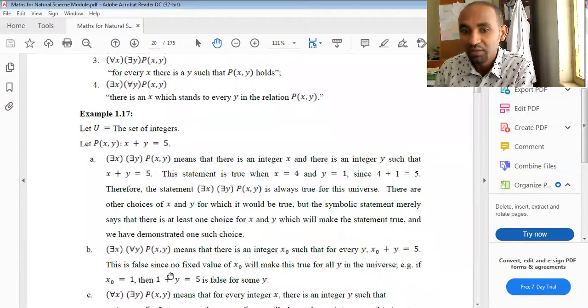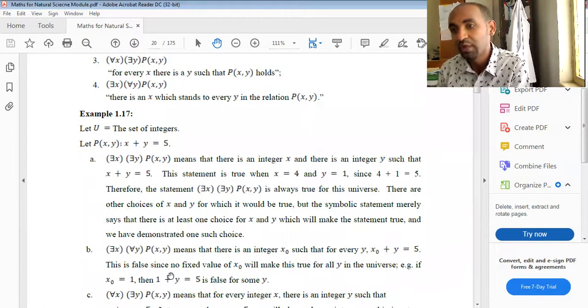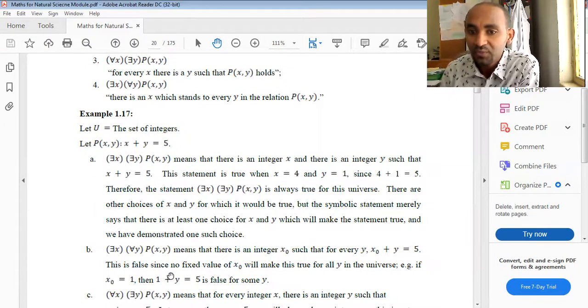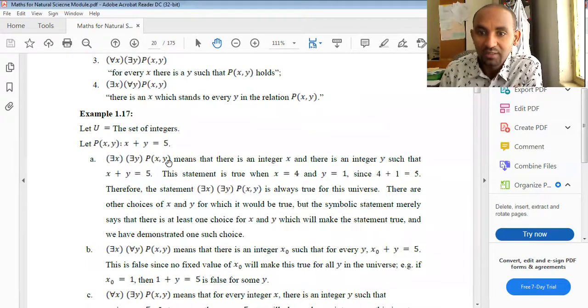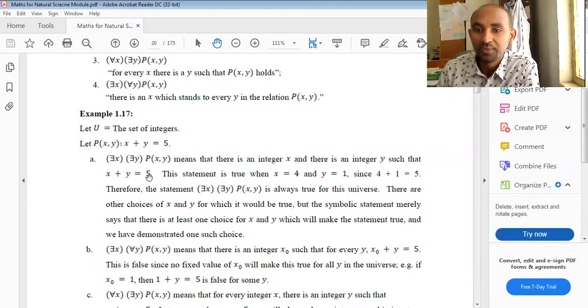For example, let's have a look at this example before we wind up this session. Suppose p of x, y is x plus y equals 5. So there exists x, there exists y, p of x, y means there is at least one x and at least one y. Our universal set is the set of integers. Among the integers, there is at least one integer and another integer whose sum is 5. So this is true. You can take 2 and 3, 0 and 5, or 4 and 1.